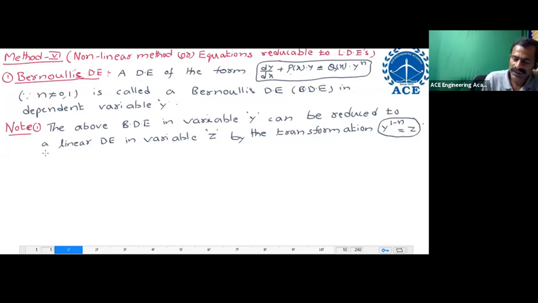Suppose it is Bernoulli's in variable x, then the transformation will be x power 1 minus n equal to z. This is one of the types of non-linear for first order first degree, and this is called Bernoulli's differential equation. Same as linear, except for the right hand side y power n term. Now we write the other type of first order non-linear, which is reducible to linear.